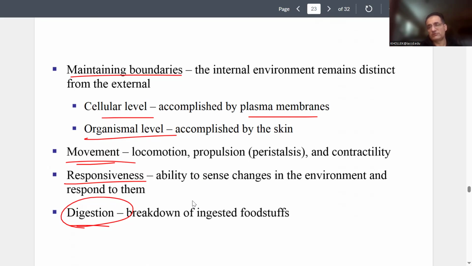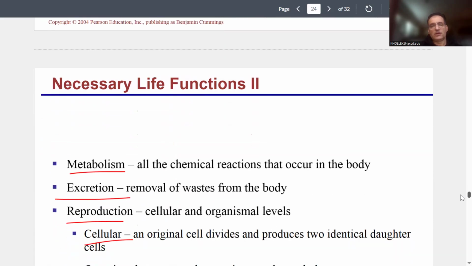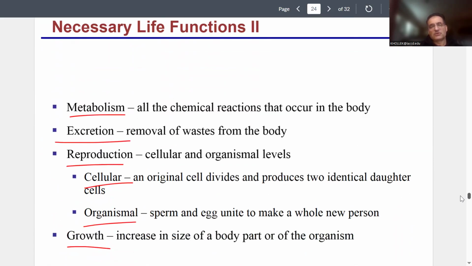Digestion, you have to be able to break things down to utilize the energy from it. Metabolism. So the metabolism is all the chemical reactions that occur in the body. All right. There are a lot of chemical reactions in the body. We'll learn some of these. Excretion. Obviously, you got to get rid of the waste. You can't just have it in your body. It will mess up a lot of systems.